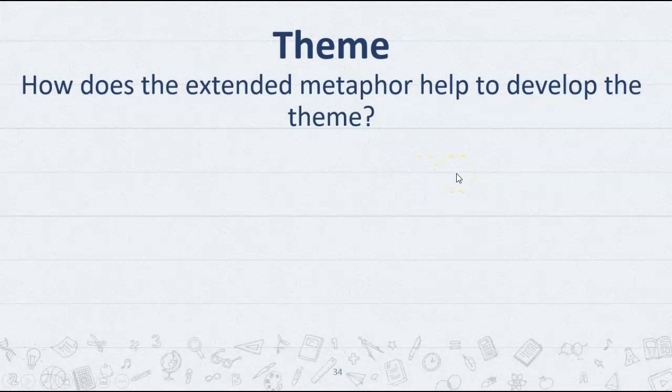So how does that extended metaphor right in the middle of the passage, where she's comparing the river to a mother, how does that help develop the theme? Remember, we said the theme is that the bond between a mother and her children is eternal. So how does using that extended metaphor in the middle of the passage help develop that theme?